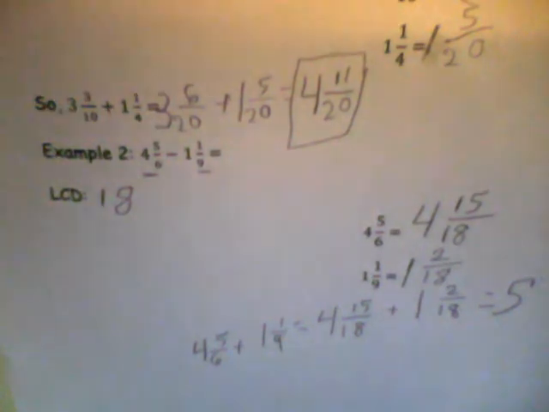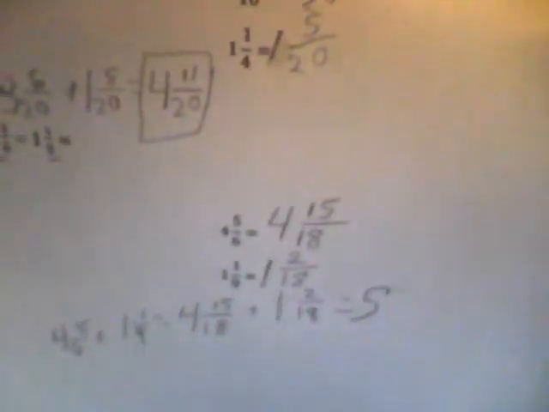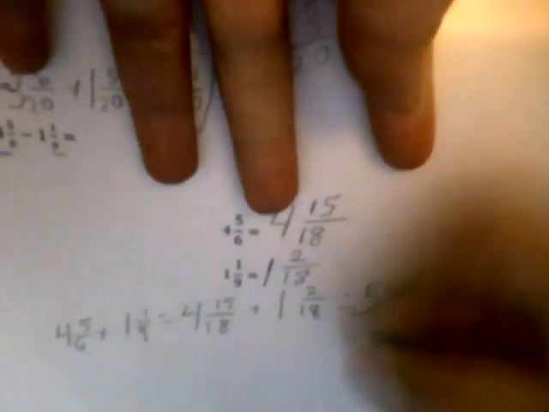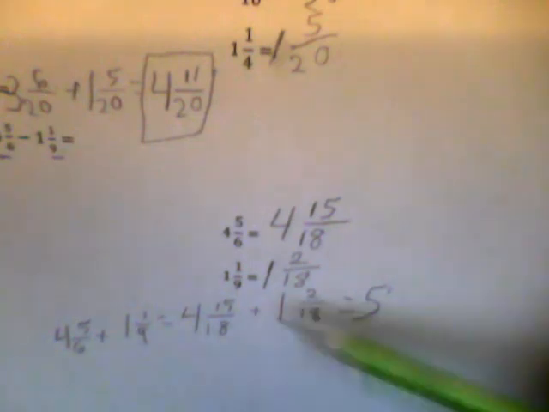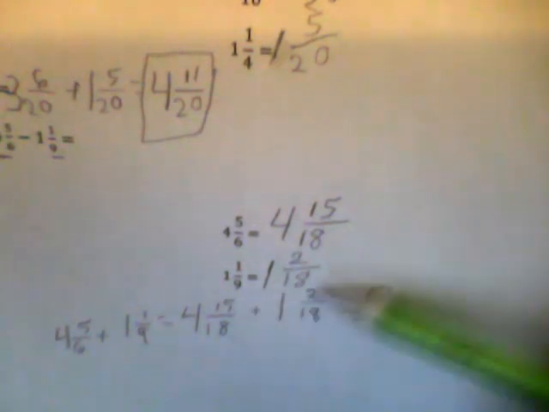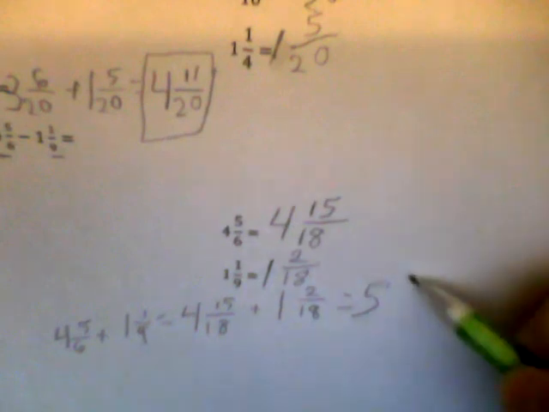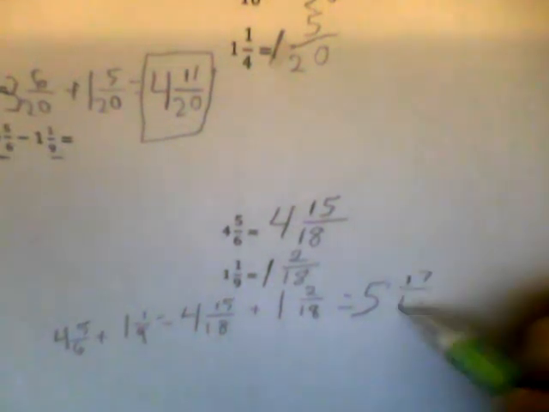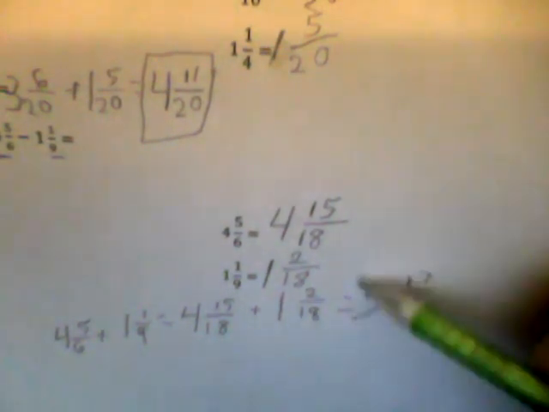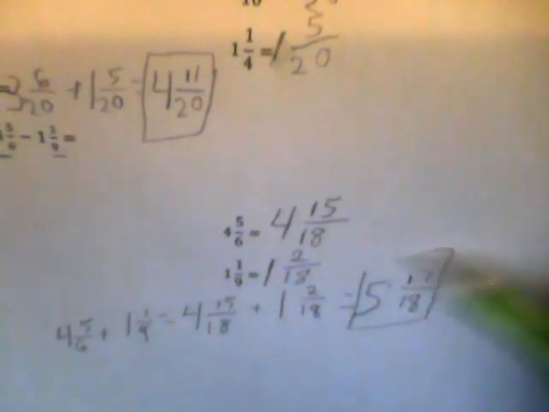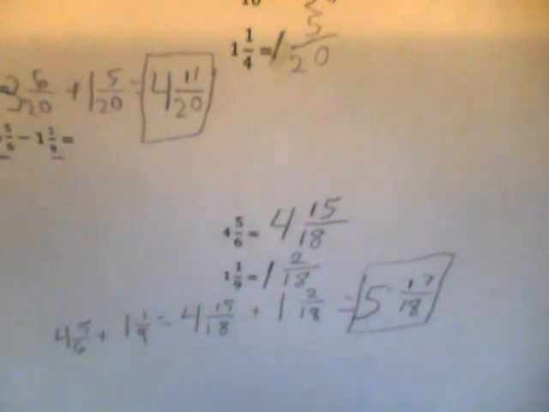You know what? I'm going to move this over so that you can see it a little more. Okay, there we go. So I added my whole numbers together. 4 plus 1 gives me 5. And then I add 15 over 18 plus 2 over 18, which gives me 17 over 18. 17 over 18 can't be reduced, so my final answer is 5 and 17 over 18. And that is my final answer.